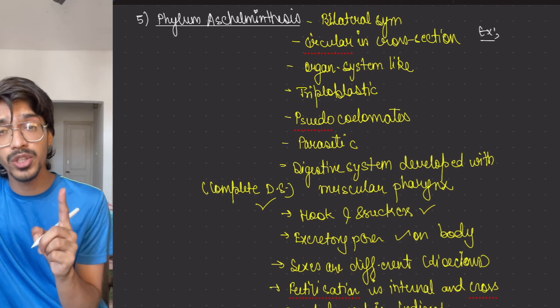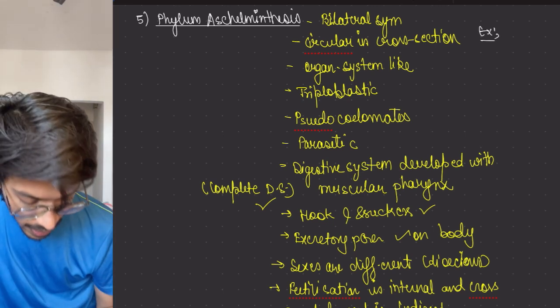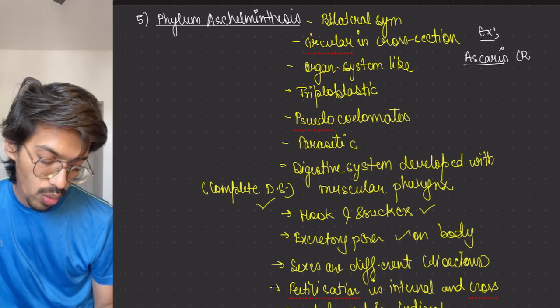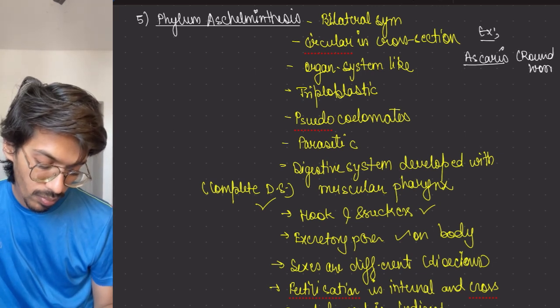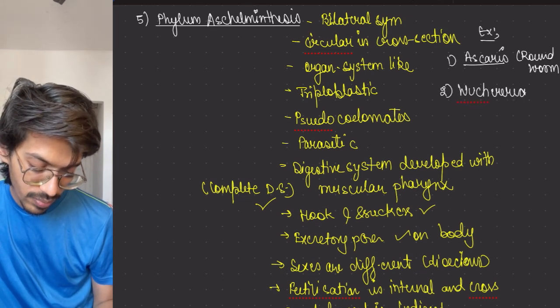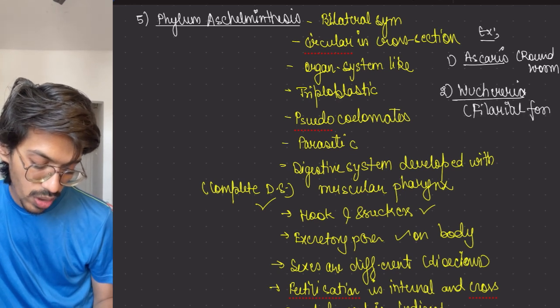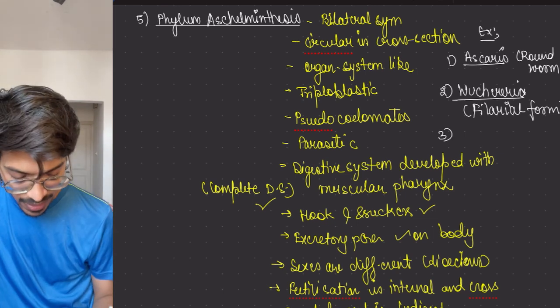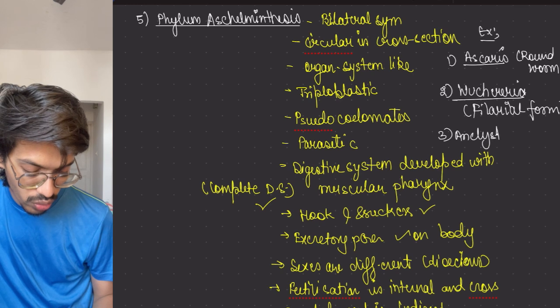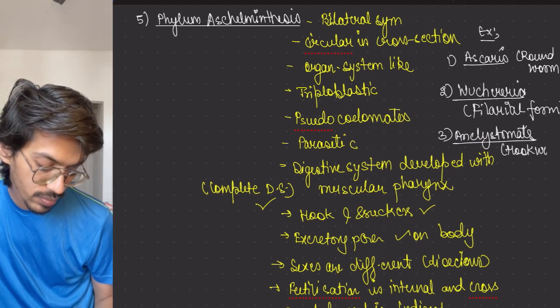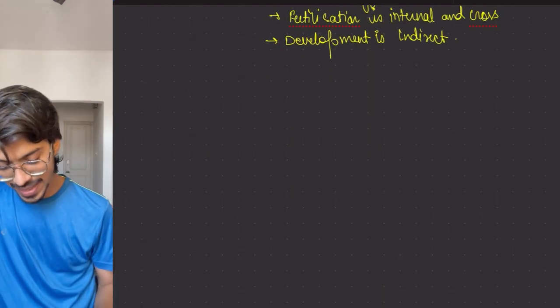3 examples are given in your book and 3 are important. Number 1 is the Ascaris. Ascaris is what? It is your roundworm. After Ascaris, we have Wuchereria. Wuchereria is what? Your filarial worm, which causes elephantiasis or filariasis, which we will study. And the last is Ancylostoma. That is hookworm. That's all about phylum Aschelminthes.